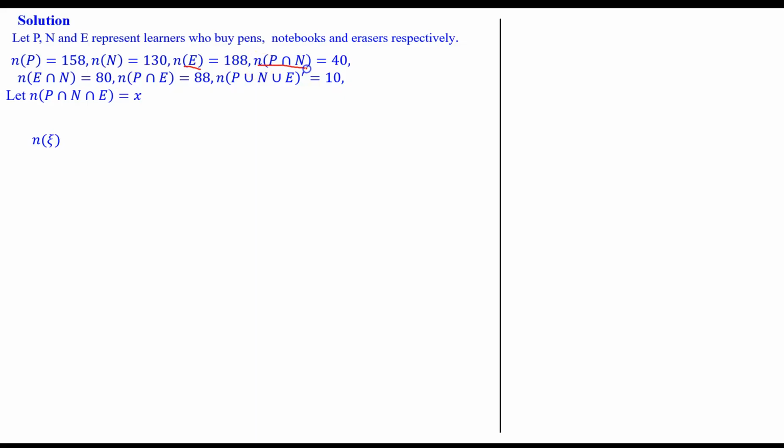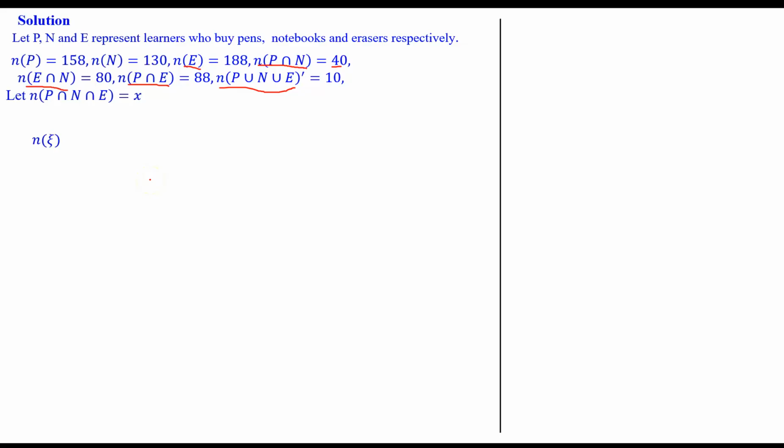The number of learners who buy pens and notebooks is 40. Number of learners who buy erasers and notebooks is 80. Number of learners who buy pens and erasers is 88. Number of learners who do not buy any of the 3 is 10. That is represented by the number of (P union N union E) complement. So these 10 will be outside the 3 sets.